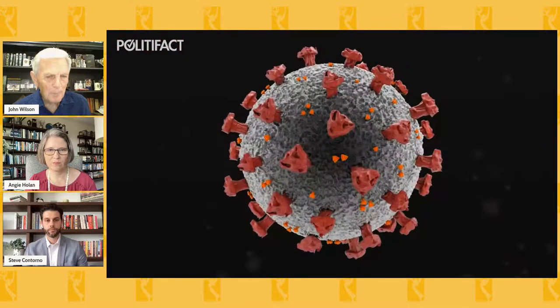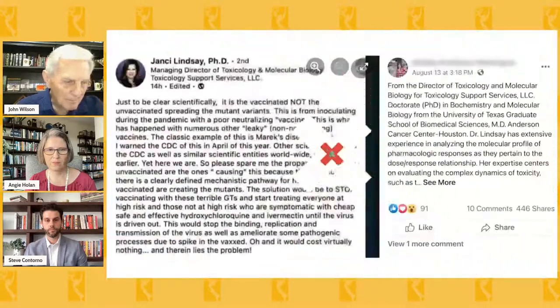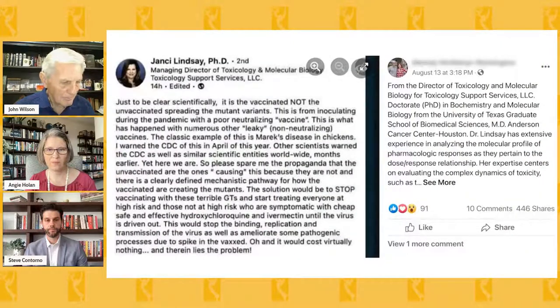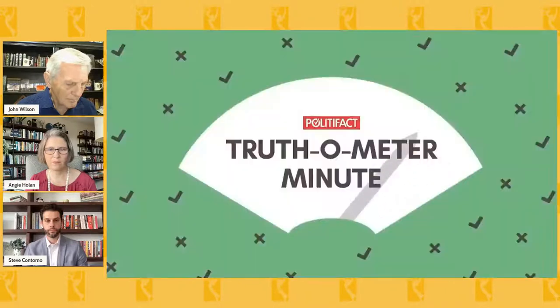Variants are on the rise. There's Wolverine, Professor X, Jean Grey. Oh wait, not those mutants. We're talking about the so-called mutant variants of COVID-19, the Delta variant, the Beta variant, the Gamma variant. We found a social media post recently that claimed the COVID variants are on the rise, and that's true, they are. But it also put the blame on vaccination for the variants, and that's just plain wrong. It's time for a Truthometer Minute.